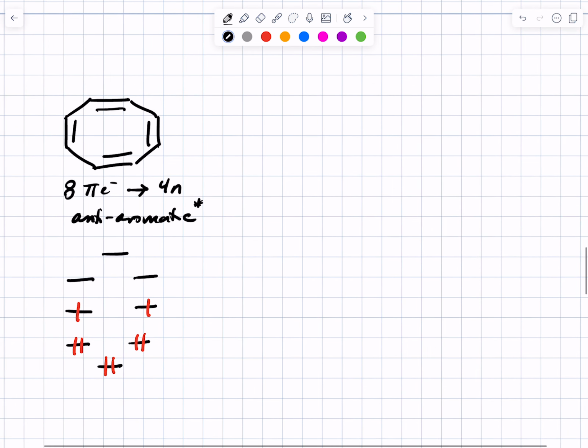Okay, it gets more complicated when we start incorporating atoms that are not carbon or hydrogen. So, behold, the molecule pyridine. Aromatic or anti-aromatic?